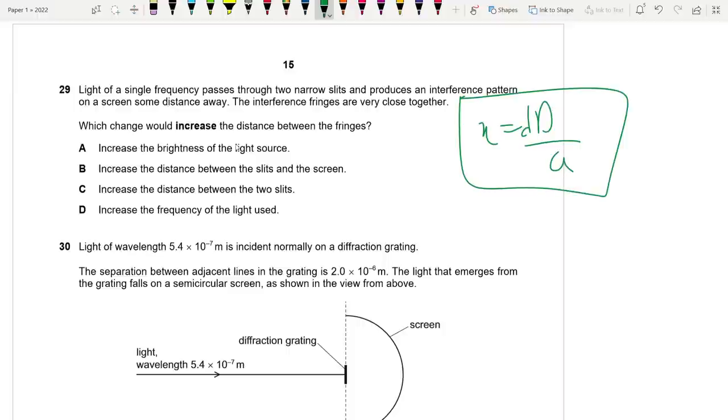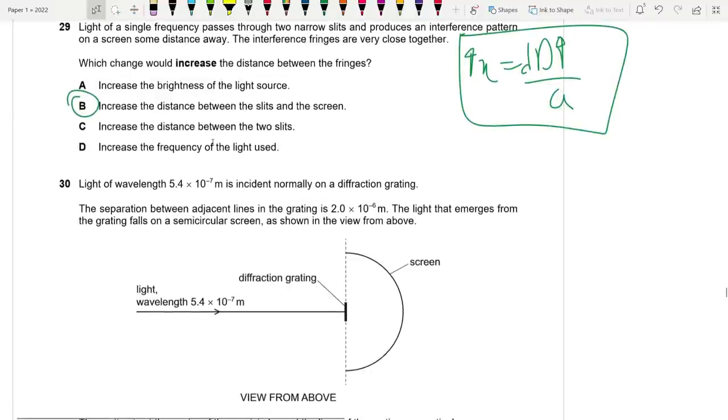Increase the brightness? That wouldn't do anything, right? Increase the distance between the slits and the screen. If we increased D, x would increase. B is the correct answer. Increase the distance between the two slits: if you increase the denominator a, x would decrease. Increase the frequency: if you increase frequency, lambda would decrease. So that's a no-go.